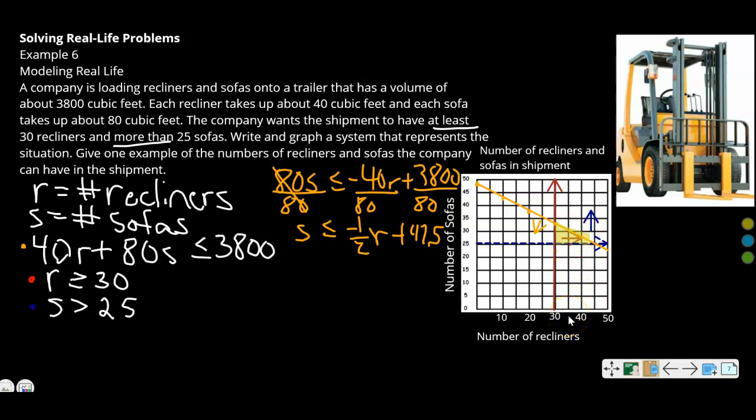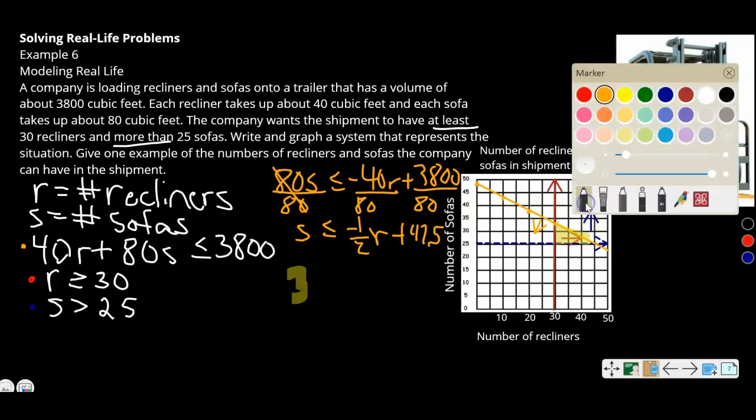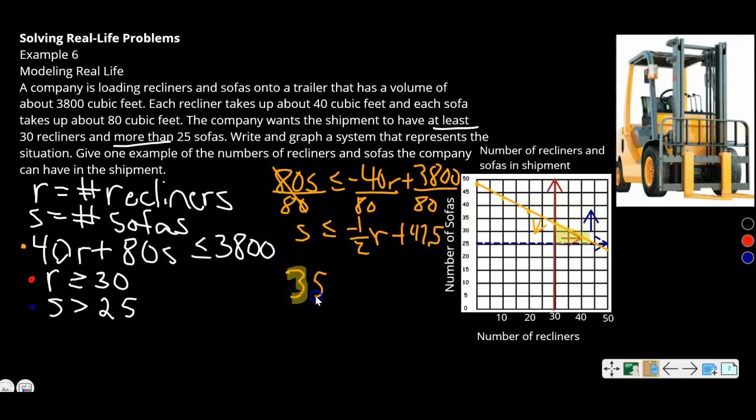So let's see if we can find an ordered pair, because it does say write and graph the system, which we did, but it also says give one example of the number of recliners and sofas the company can have in the shipment. So let's try 35, and let's say something right below 30, because it kind of looks like it hits on 30. Let's say 35 and let's say 28. That would be a point right in here. So we're going to try 35 and 28. Now, how do we know if that is a solution?